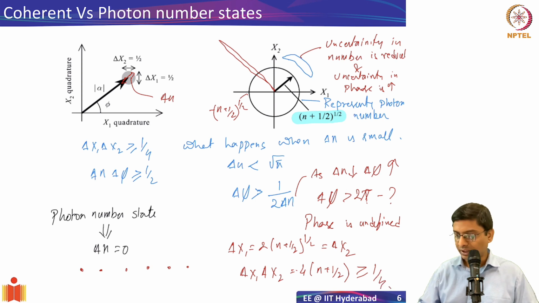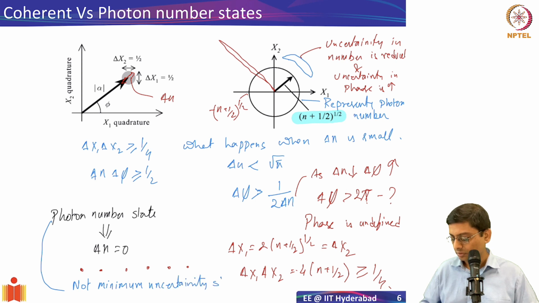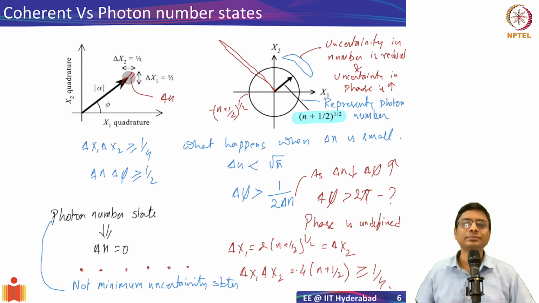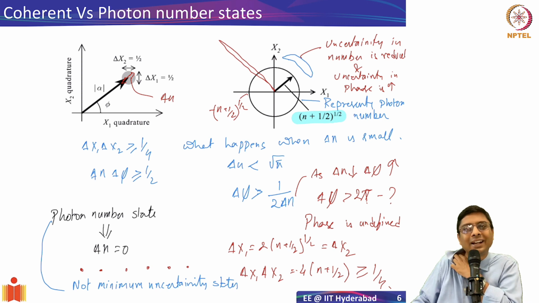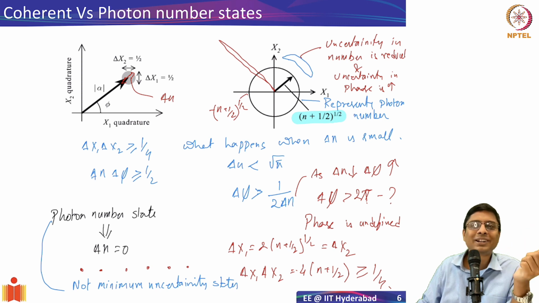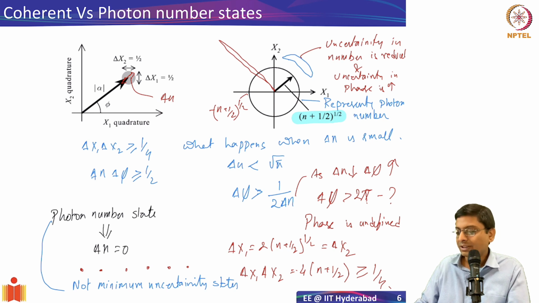So photon number states are not minimum uncertainty states. That's the difference. Coherent states are minimum uncertainty states. Photon number states are not. And as n increases, the uncertainty product is increasing. Okay? So this is about photon number states.